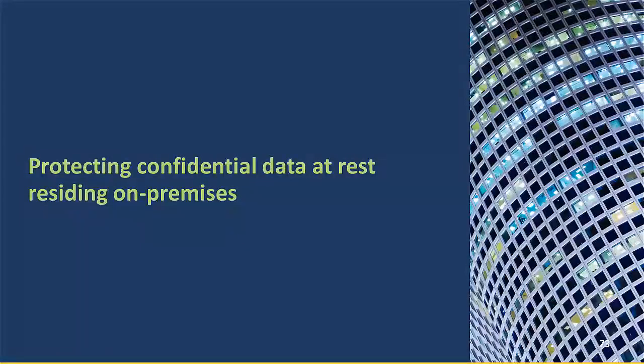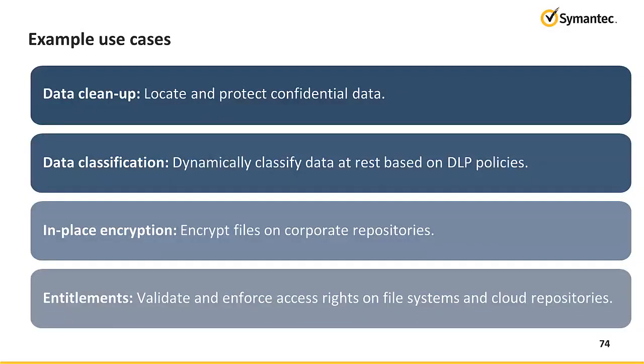Protecting confidential data at rest residing on premises. Symantec DLP offers effective controls for identifying and protecting data at rest on-premise. These controls can be triggered in real time, immediately after the information has been found, or on demand by the incident handling team. Symantec DLP can help organizations with additional controls, such as encryption, modifying access control lists, and tagging information in the cloud. This figure illustrates some of the common and relevant use cases for protecting data at rest.